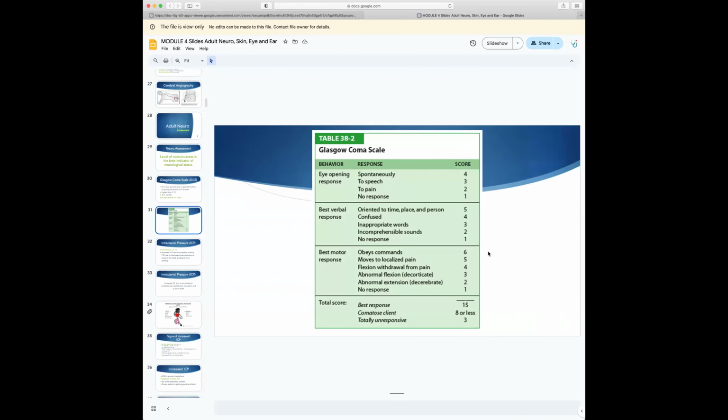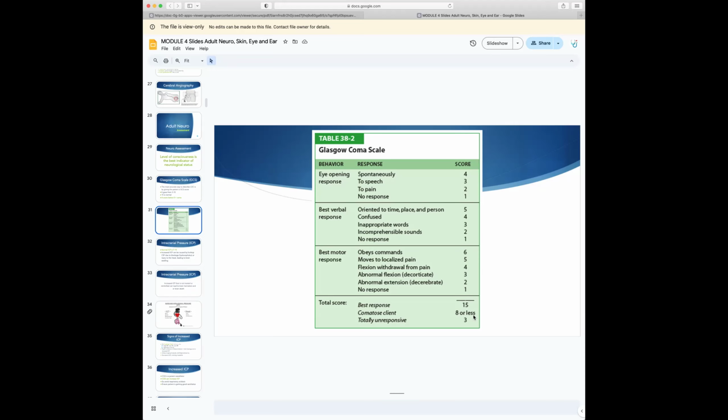Long story short, the best indicator for how someone's doing neurologically is to assess their level of consciousness. The most objective way to do this is to assess and assign them a Glasgow Coma Scale score. Okay? And you see the categories here. In the question we just did, because it was 8 or less, comatose client, 8 or less, they are in a coma. And so we're going to document them as such. We're going to protect their airway. We're going to prevent skin breakdown. And we're going to continue to monitor their GCS score continuously. Okay.